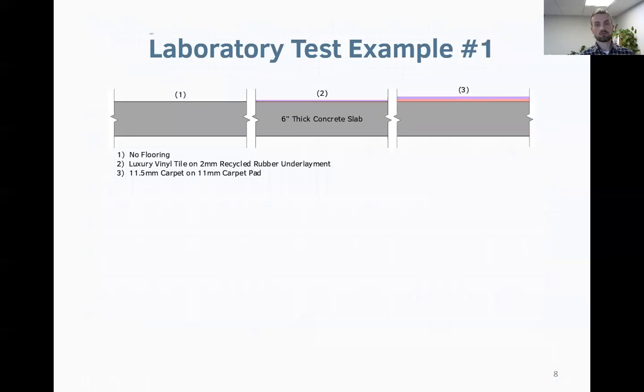So, having looked at what some other researchers are saying, let's also look at some lab data. Thank you, Plytech, for allowing us to look at some of the data that you guys have done in the laboratory of some assemblies with some different flooring and ceiling options. Here we can see we've got a 6-inch concrete slab. And there's either no flooring, luxury vinyl tile and some thin rubber, or 1/2-inch thick carpet on 1/2-inch thick carpet pad.